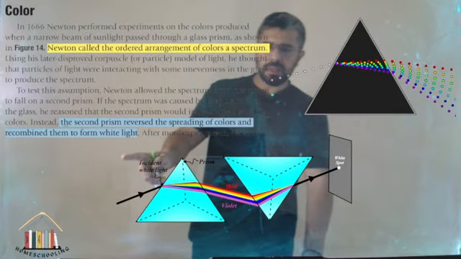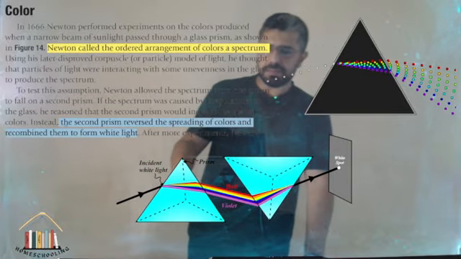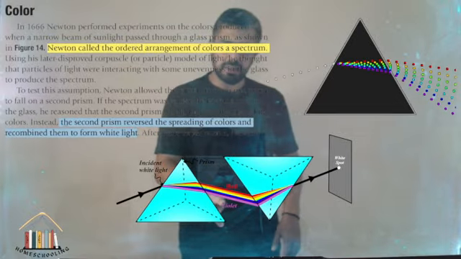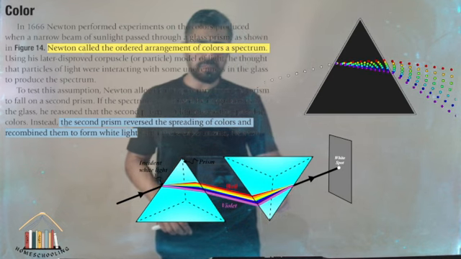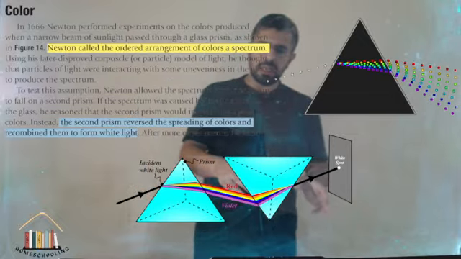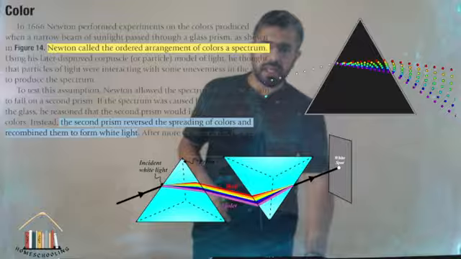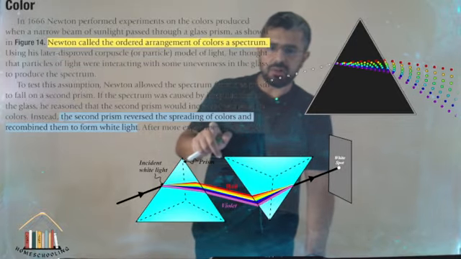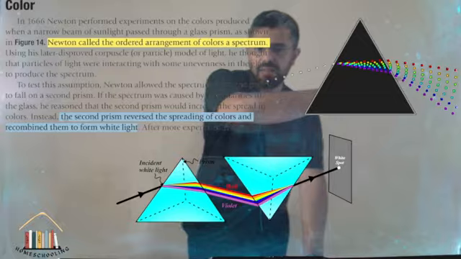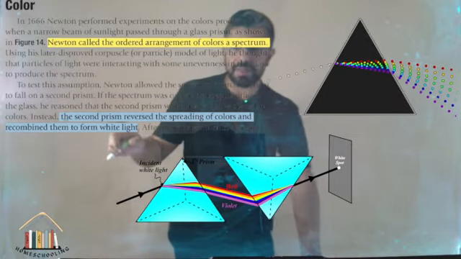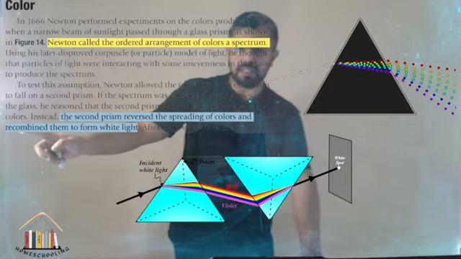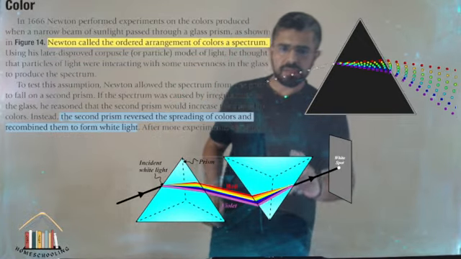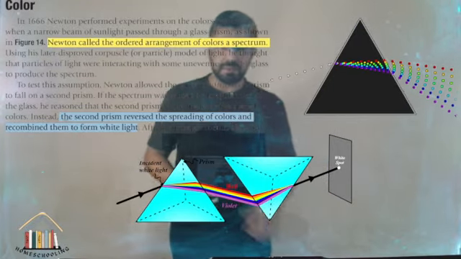So at the beginning, the light interacts with the glass prism, and then it will divide into multiple colors from red till violet, and then the second prism will act in the opposite way, where all the colors will converge and reach the screen here as white color. So the second prism reverses the spreading of the colors at the beginning. Remember, at the beginning we have a spreading of colors, but the second prism will recombine them to form the white light.